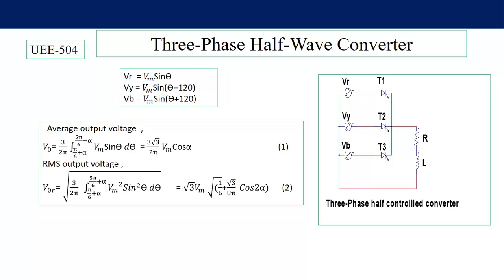Even from equation number 1, we can say that if the firing angle is more than 90 degrees, then the average output voltage will be negative, and if the firing angle is less than 90 degrees, then the average output voltage will be positive. A similar case we have seen in single-phase converters. So we can say if the firing angle is more than 90 degrees, then the converter will operate in inversion mode, and if the firing angle is less than 90 degrees, then it will operate in rectification mode.